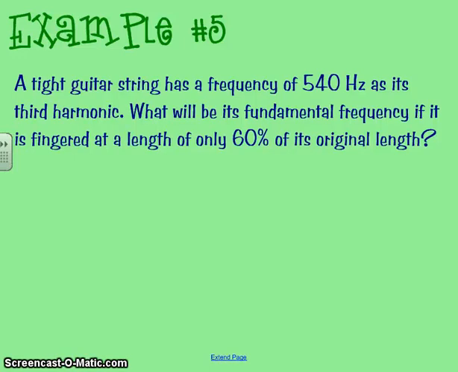Okay, here's how it's done. So first of all, since this is dealing with a string and resonance on a string, the equation that we will use is the frequency equals NV over 2L. This time we know the frequency of the third harmonic. We're eventually going to need to find length so that we can take 60% of its length and find the fundamental frequency. So the thing I'm solving for is length.